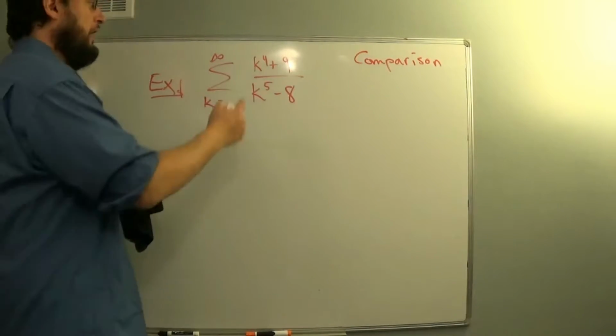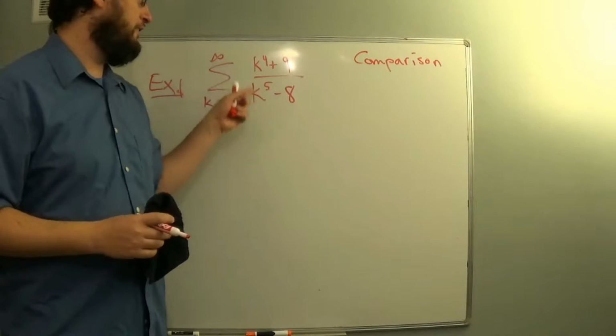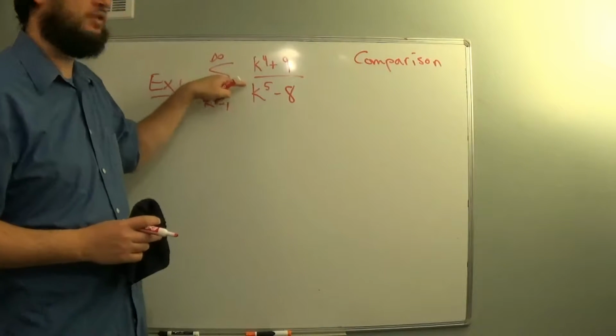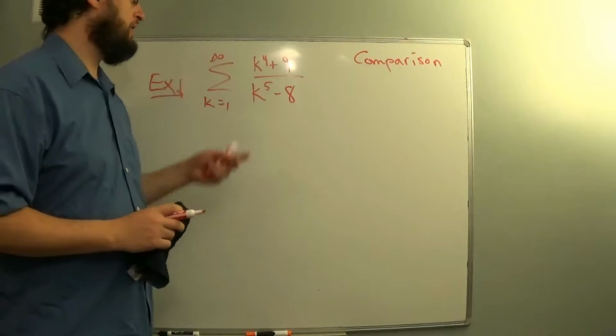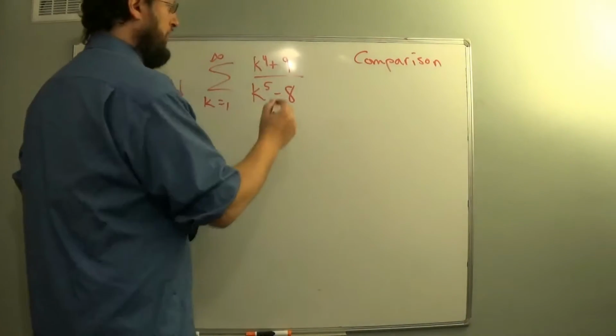easier to apply. If we look at this, we'd like to say that it behaves like k to the fourth over k to the fifth. It should behave like the sum of 1 over k, because that's the biggest degree and the biggest degree. We could apply the limit comparison test, take the limit, and find that we get 1, but we can actually do something a little bit easier in this case.